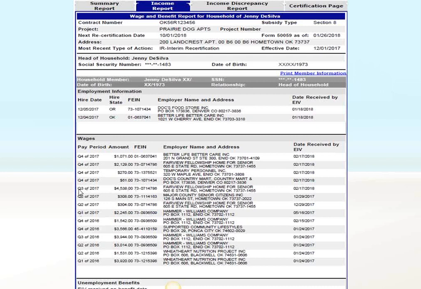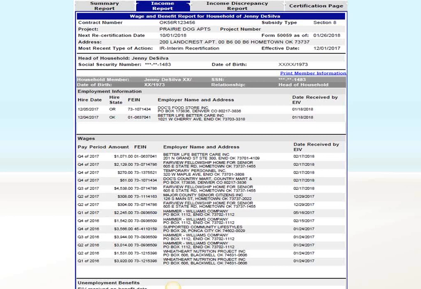So your box should start here with quarter 3 of 16 and end with quarter 3 of 17. And I just want you to draw a box around these income sources because that's your period of income. That's the only period of income that EIV is paying any attention to.